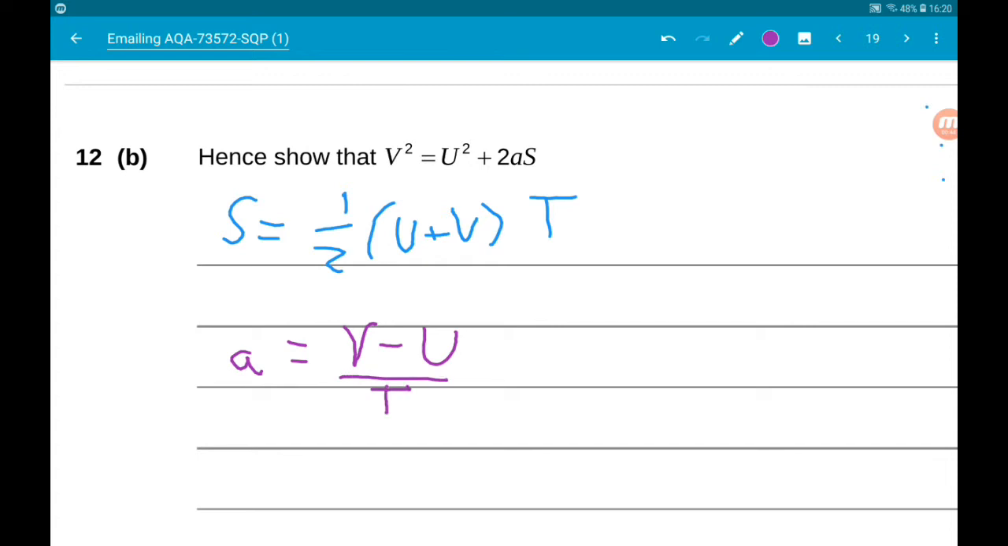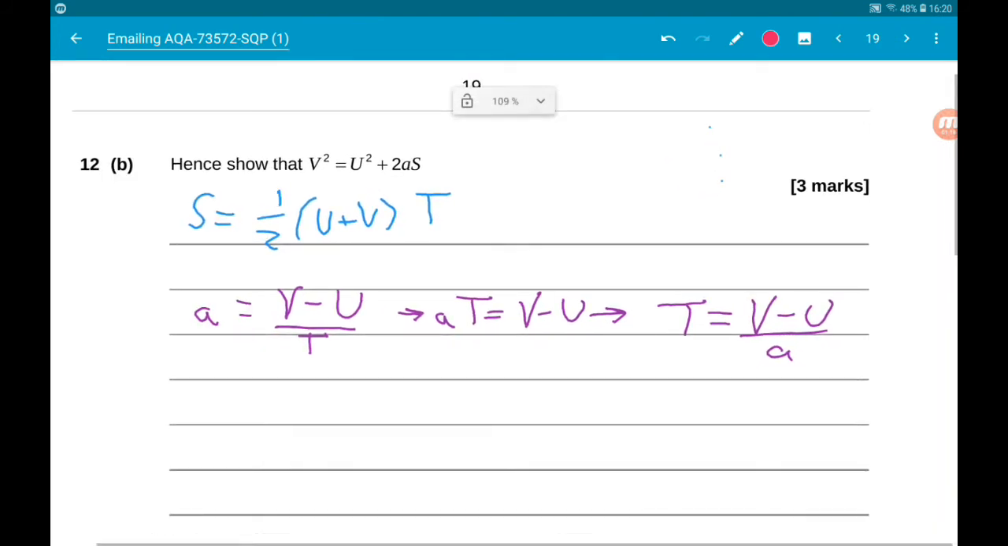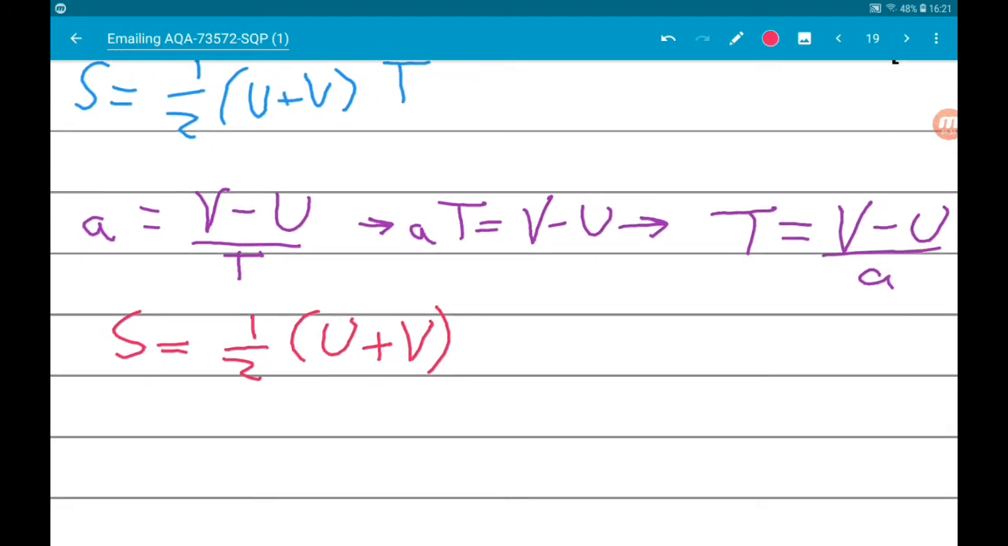So what we can do from that is get a formula for t in terms of v, u and a. If we multiply through by t, at is v minus u, and then divide by a, we get t is v minus u all over a. Now we can substitute that into our formula for s. So now we can say s is 1/2 times (u plus v) times (v minus u) all over a.